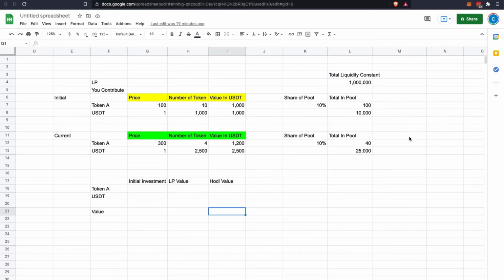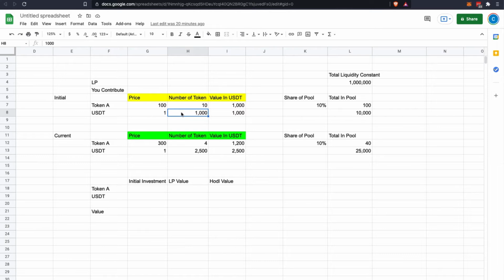This is a spreadsheet that I've created just to showcase to you what impermanent loss is. For example, you decided to contribute liquidity into a liquidity pool. And this is the initial part where you contributed token A as well as USDT. So normally it comes in a pair, like your CAKE-BNB pair, your CAKE-USDT pair, something like that. But in this case, I shall name it as token A and USDT for this example. And let's say currently token A price is worth $100 and USDT is 1 USDT, right? So it's a stable coin.